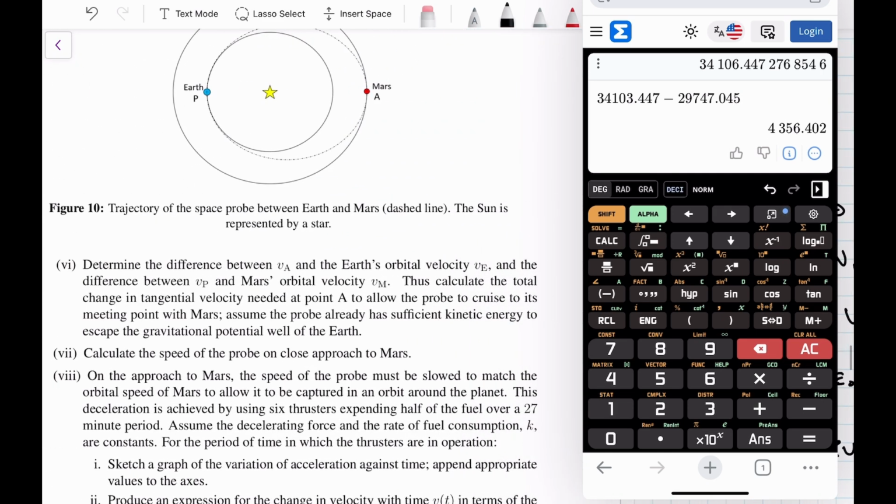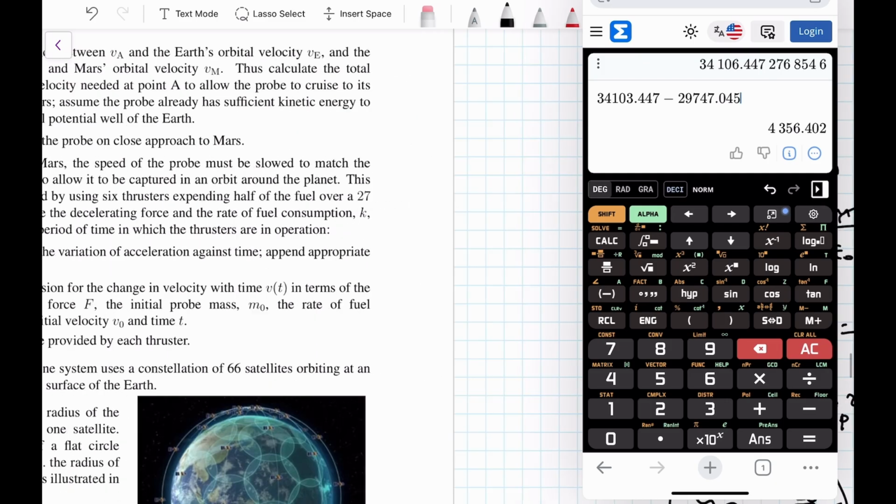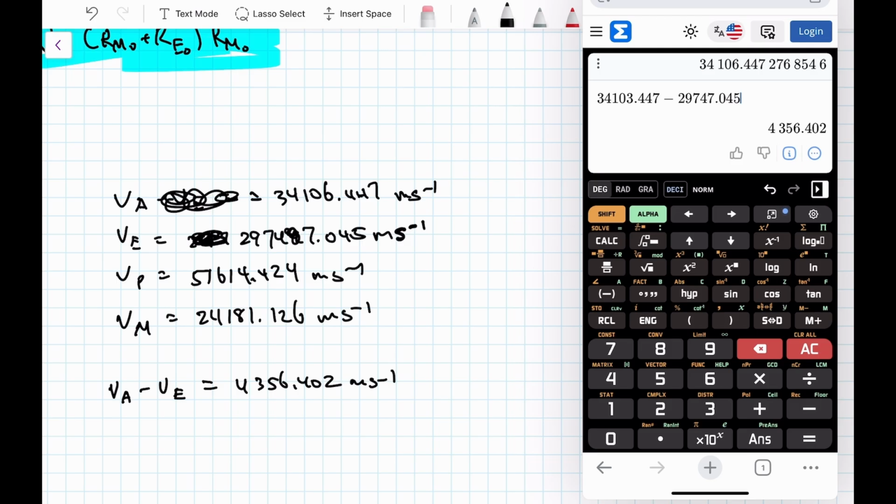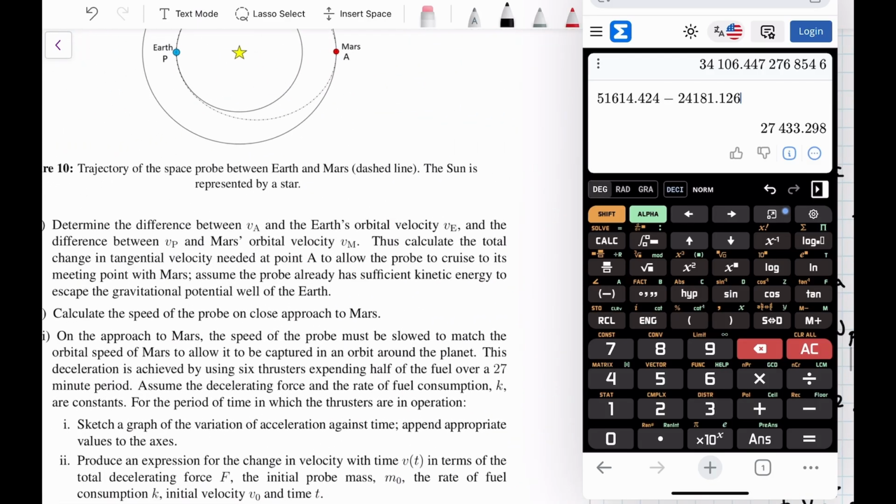And then we also have the difference between VP and VM. Okay, VP and VM, that is VP minus VM. That is 51614.424 minus 24181.126. And that gives us 27433.298 meters per second.